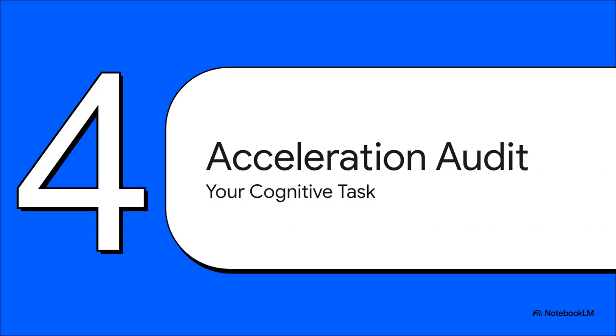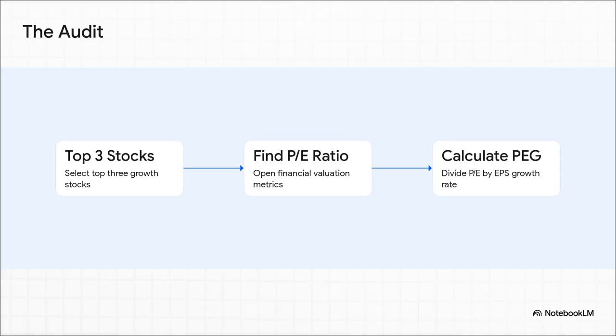Let's get to work. Section 4, the acceleration audit, your cognitive task. All right, we're moving from financial theory to elite execution right now. This is your mandatory cognitive task for today's masterclass. We don't just learn concepts here, right? We weaponize them. If you want to master the cycle, you need to audit your current holdings today.